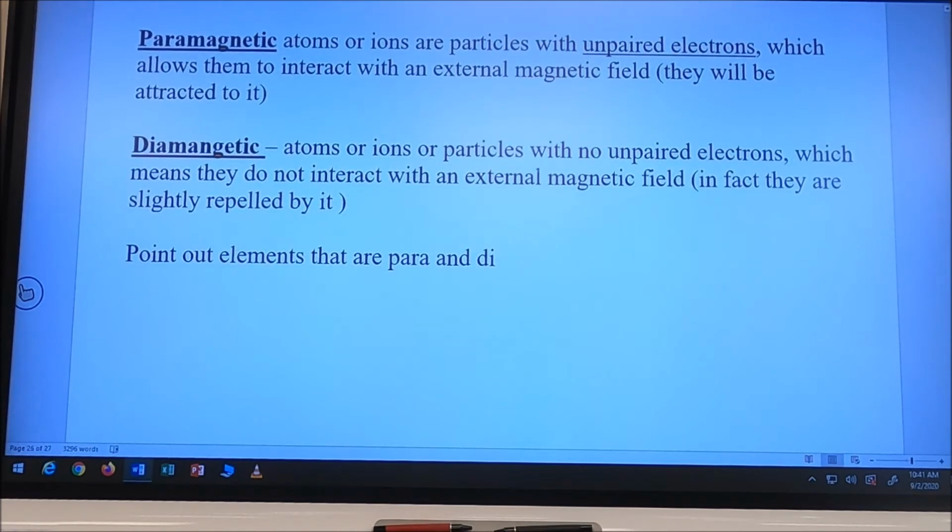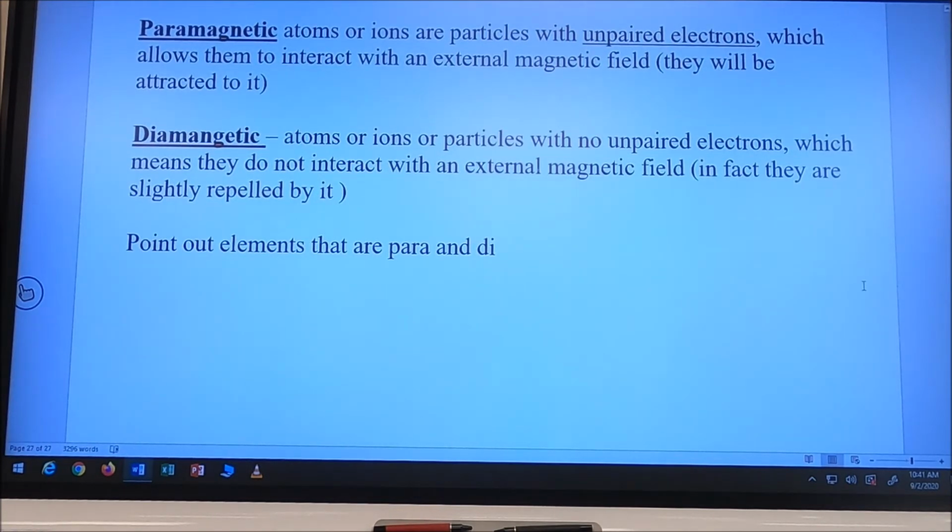Now, I want to talk about the terms paramagnetic and diamagnetic. A paramagnetic atom or ion is a particle with unpaired electrons, which allows them to interact with external magnetic fields. They'll be attracted to it. Like if you stuck a magnet to a bar of iron, that's paramagnetic. Diamagnetic is an atom or ion that has no unpaired electrons, which means they don't interact with external magnetic fields.